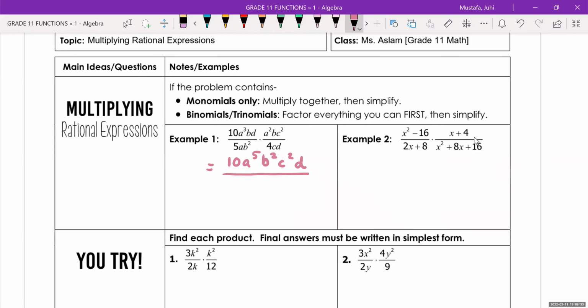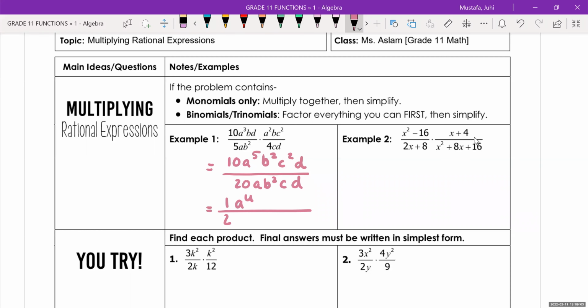Okay, now the denominator, 5 times 4 is 20. A times nothing is just a. B squared times nothing is b squared. And then we have a c, and then we have a d. Now, remembering our exponent rules, 10 divided by 20 was just going to be 1 over 2. A to the power of 5 divided by a is going to be a to the power of 4, but is it going to go in the numerator or denominator? Good, so it's going to be a to the power of 4.